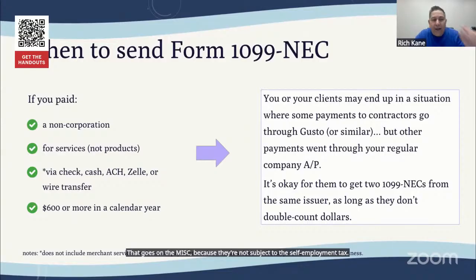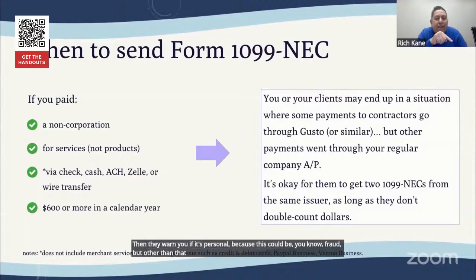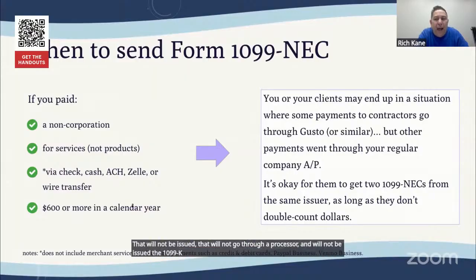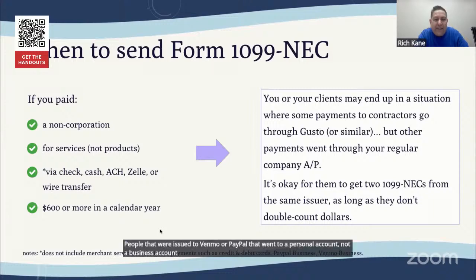One other thing that I want to point out is that to go on the NEC, remember it's check, cash, ACH, Zelle, or a wire transfer. There's a little bit something you should understand. If you PayPal or Venmo somebody's personal account, not a business, and I remember when I use Venmo, it asks, is this a business or is this personal? Then they warn you if it's personal because this could be fraud. But if you Venmo or PayPal to an individual, that will not go through a processor and will not be issued a 1099-K. So you do have to include in your 1099 NECs people who were paid via Venmo or PayPal to a personal account, not a business account, because that'll be taken care of there.